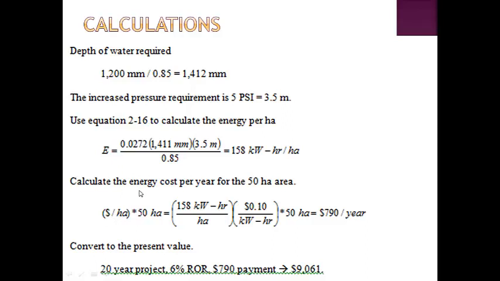And then if you wanted to calculate the energy cost per year, we had 158 kilowatt hours per hectare times 10 cents per kilowatt hour times 50 hectares, it'd be $790 extra energy per year. And if we convert to the present value for a 20-year project, 6% rate of return, that'd be $9,000 extra just in energy for using pressure regulators.